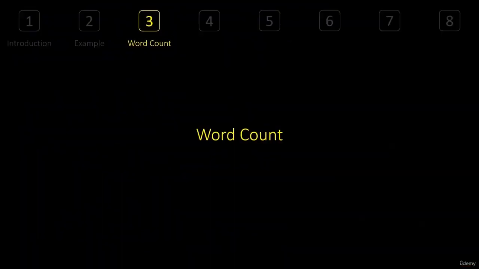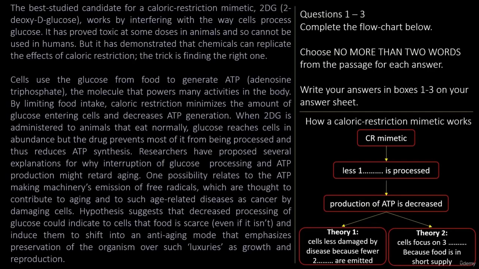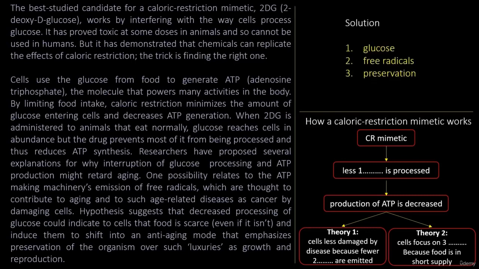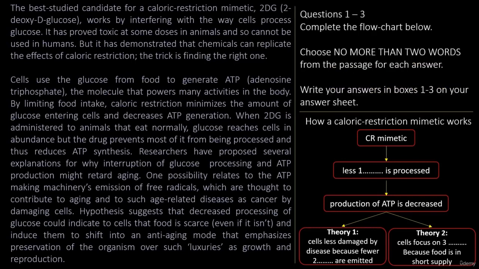Now let's start with pointer number 1, word count. What happens in word count is the same as blanks, as I said previously. This kind of question is a blank kind of question, and hence you have to understand in the instructions how many words are required in each blank. See, if you look at this question type, let me just show you the answer here. Okay, this is exactly what we needed. So no more than 2 words.